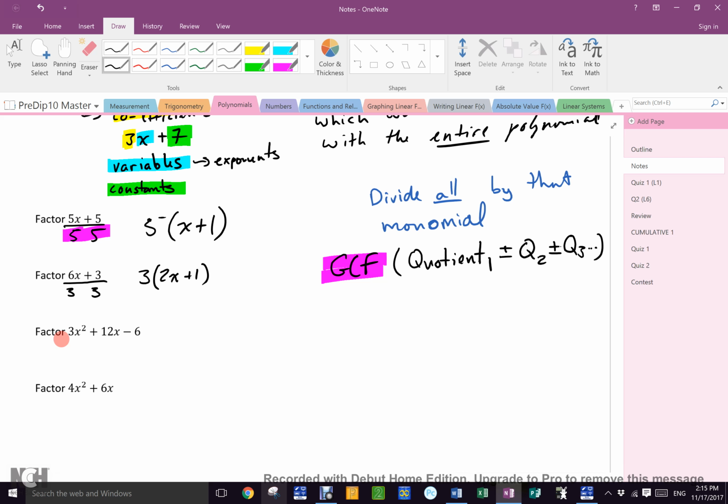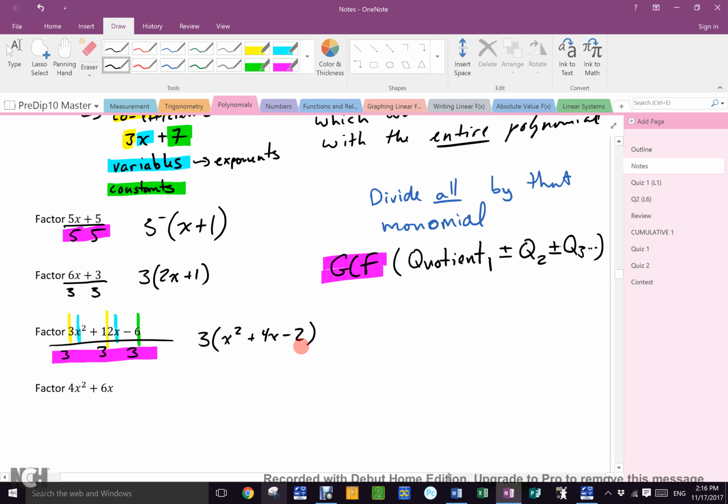Now, things have changed in the third one. It's a trinomial, so now I have to consider 3 terms, and I have to consider exponents. So start with the numbers. Is there a number that works with 3, 12, and the constant? What is it? 3. Excellent. So everybody can divide by 3. Is there a variable that works with x, and so there is nothing there, is there? So what's my GCF? 3. So what do I write out front? 3, and then the quotients. X squared plus 4x minus 2.